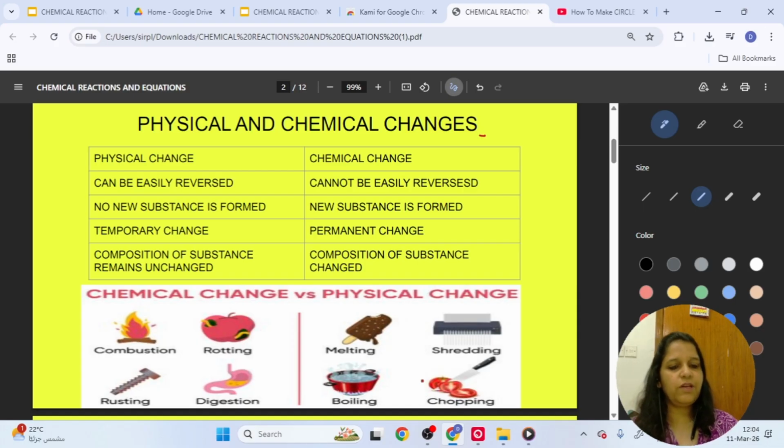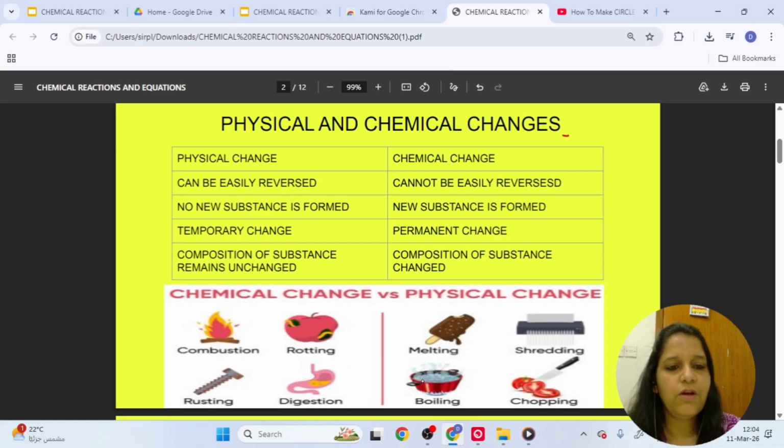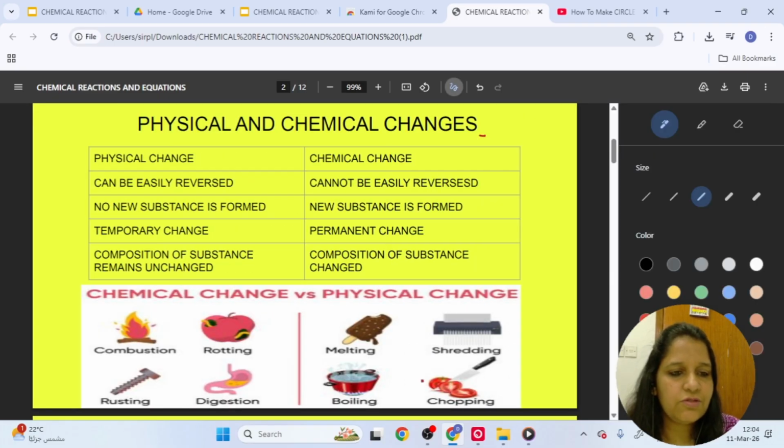Like combustion of any substance. Combustion means burning of any substance in the presence of oxygen. Okay, so that cannot be easily reversed, and that is why they are known as what? Chemical changes. The physical changes can be easily reversed, like melting, shredding. These are what? They are physical changes.